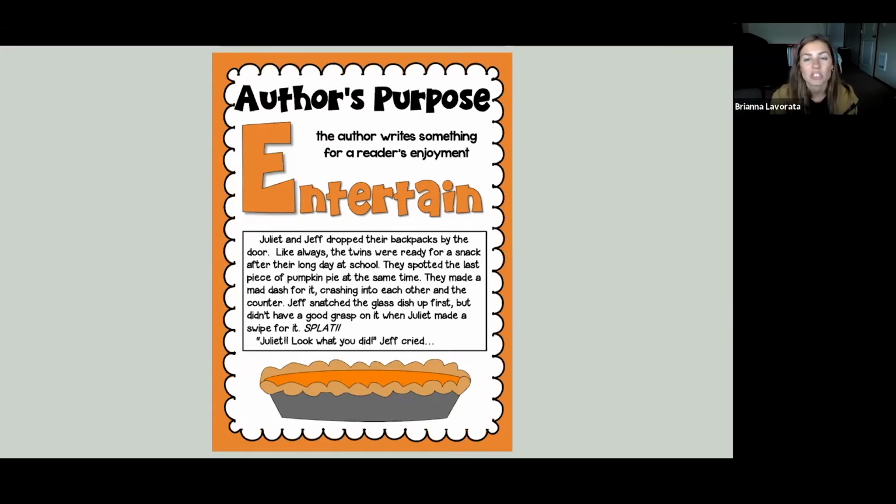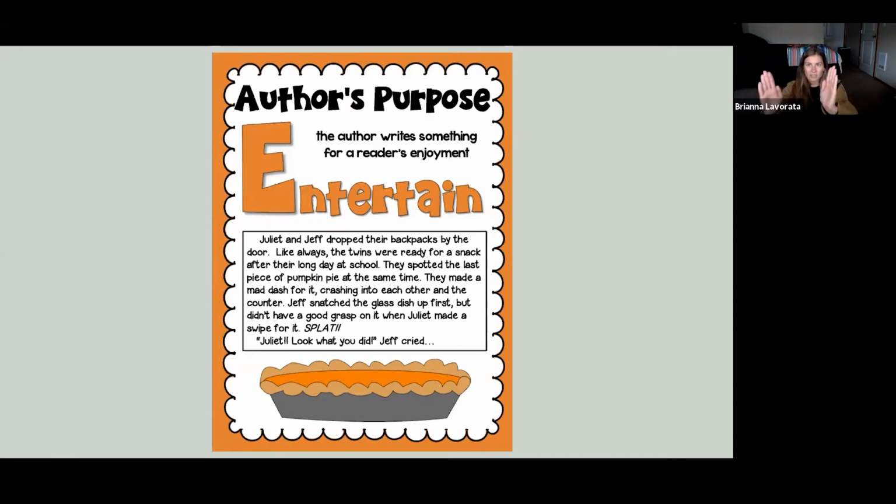Julia and Jeff dropped their backpacks by the door. Like always, the twins were ready for a snack after this long day at school. They spotted the last piece of pumpkin pie at the same time. They made a dash for it, crashing into each other and the counter. Jeff snatched the glass dish up first, but didn't have a good grasp on it. And when Juliet made a swipe for it, splat! Juliet, look what you did, Jeff cried.